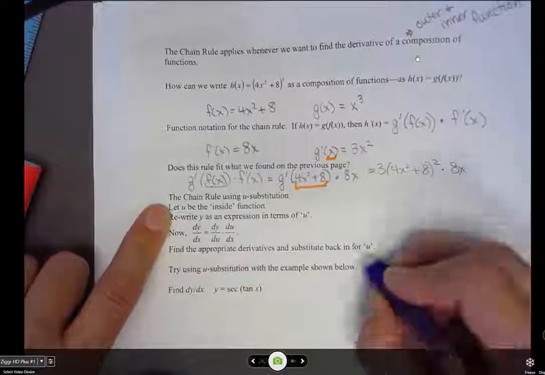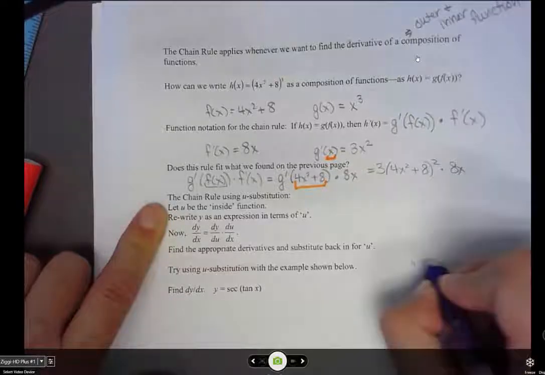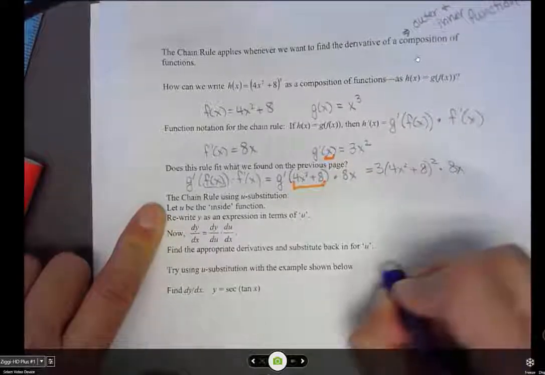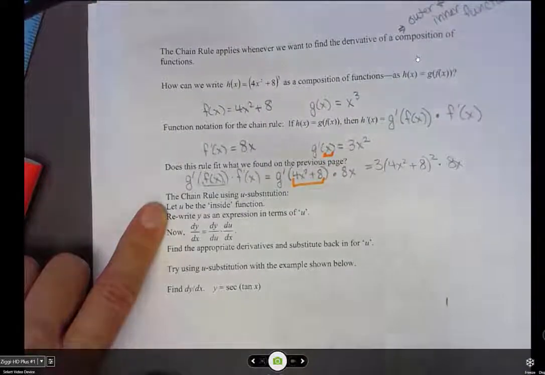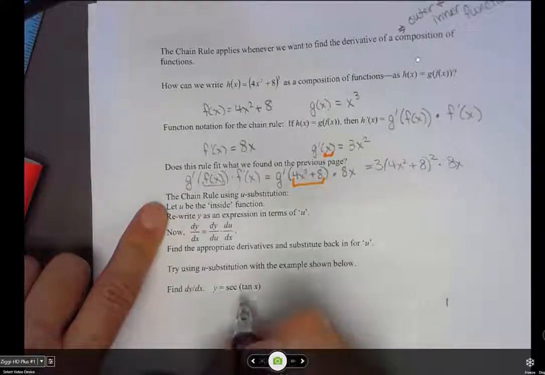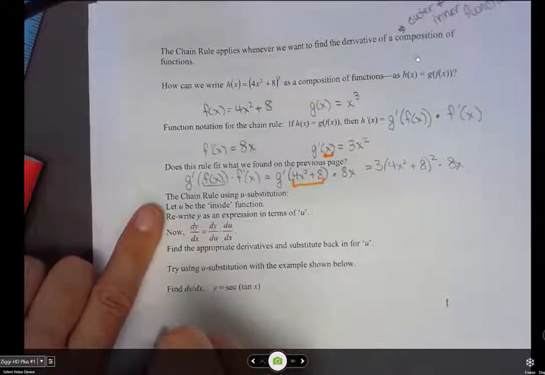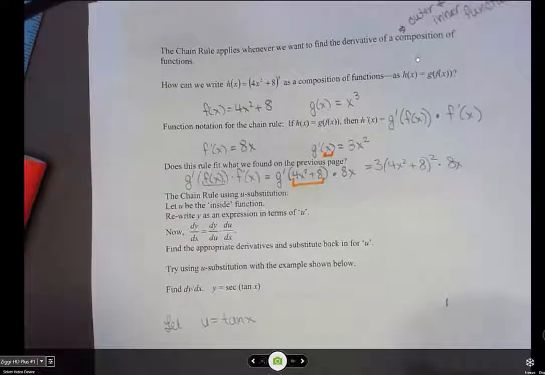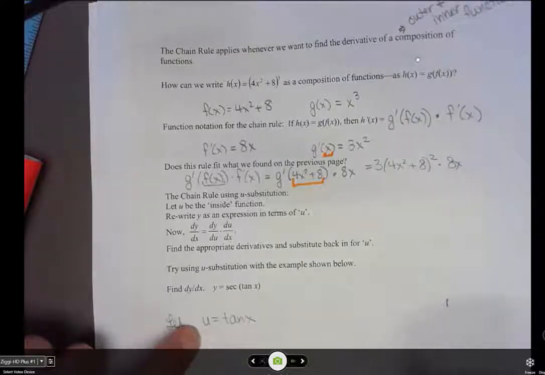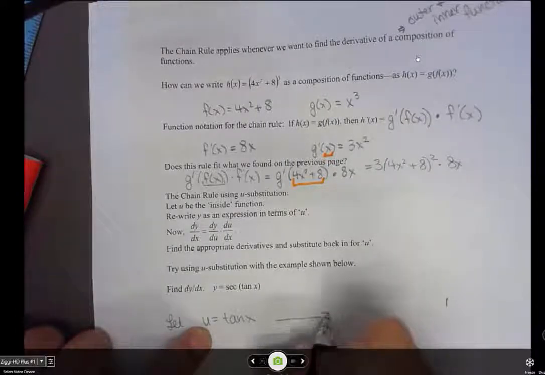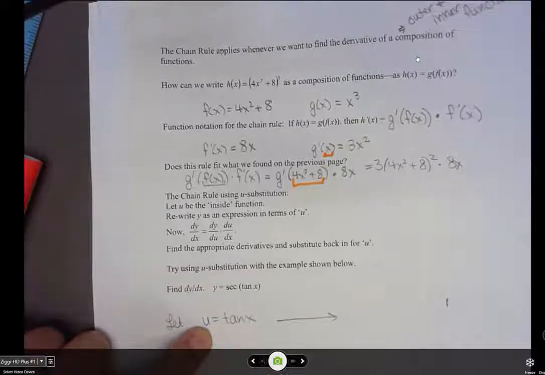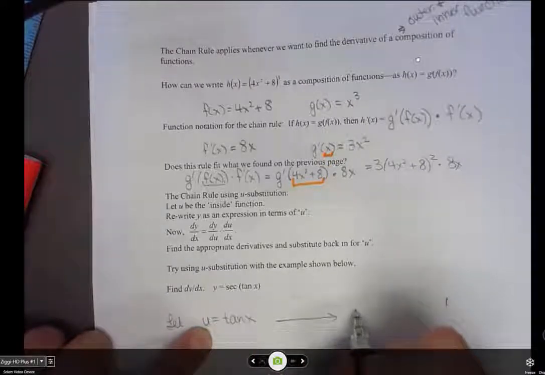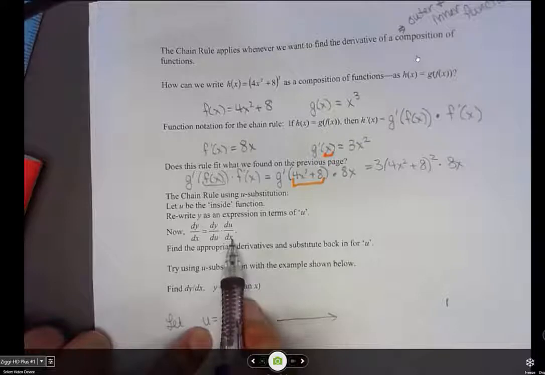You can never write just cosine with nothing after it. That doesn't make sense. So the inside function here is tan x. So I would say let u equal tan x. And then as soon as I identify the inside function, I know I'm going to need its derivative at some point.